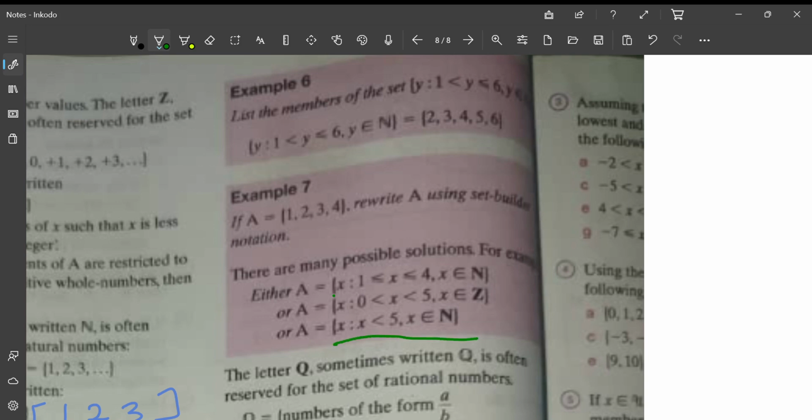They just say x is a set of numbers where x is less than 5 and is a natural number. So what are the natural numbers less than 5? It will be 4, 3, 2, 1, and 0 is not a natural number. So that's another way they choose to write the set. They just choose to tell you that x is all natural numbers. That's the meaning of N. x is all natural numbers that are less than 5. The first answer rather tells you x is all natural numbers that fall between 1 and 4, with 1 and 4 included.